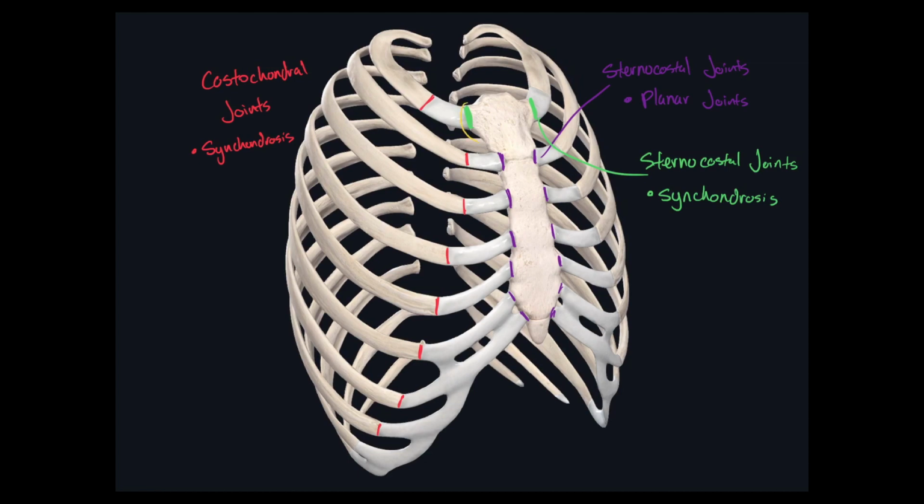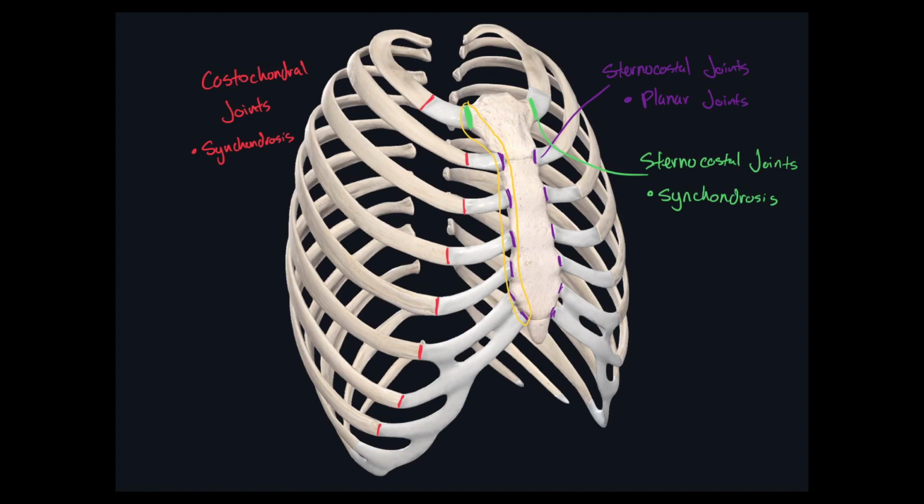Again, all the joints found between the costal cartilages in the sternum are called sternocostal joints. The joints found between the first ribs in the sternum are classified as synchondroses, and the ones found inferior to them are all planar joints.